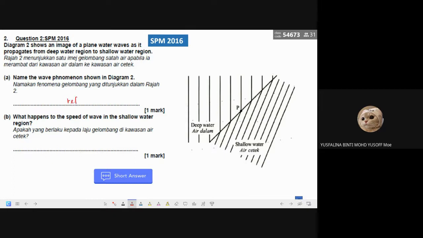Okay, what happened to the speed of the wave in the shallow water region? You can see here the wavelength is decreasing. When the wavelength is decreasing, what happened to the speed? The speed also will be decreased. So the answer is decrease.